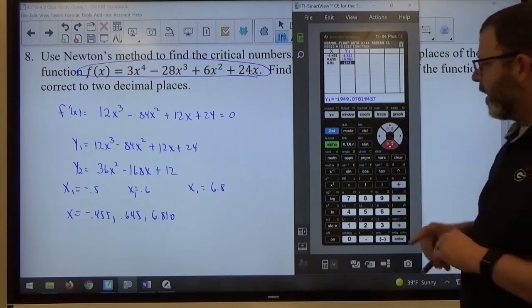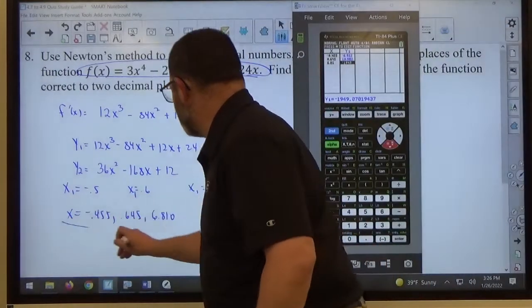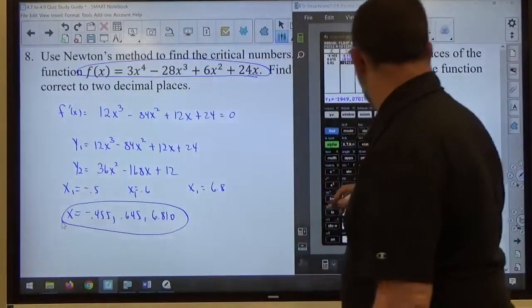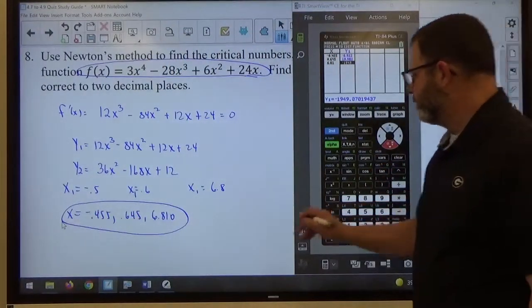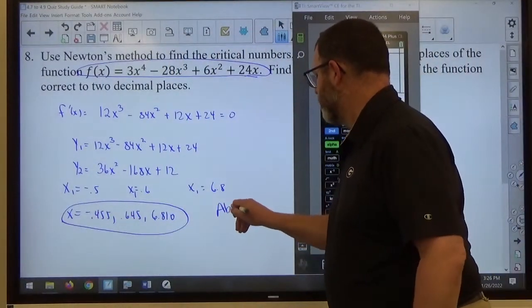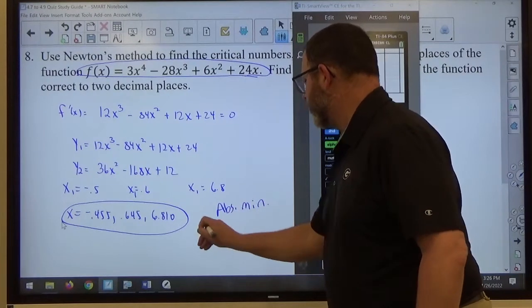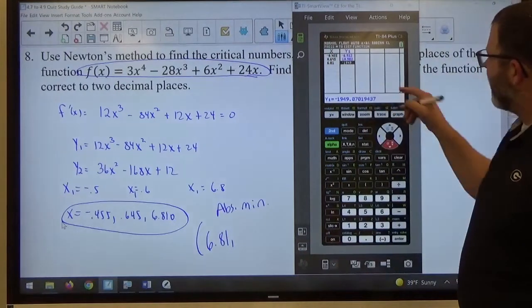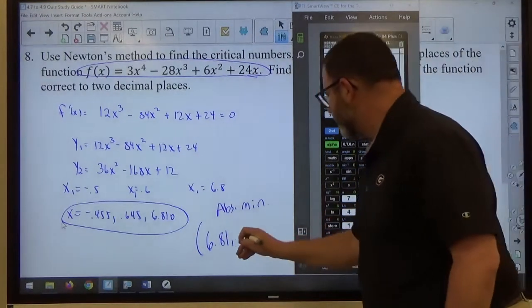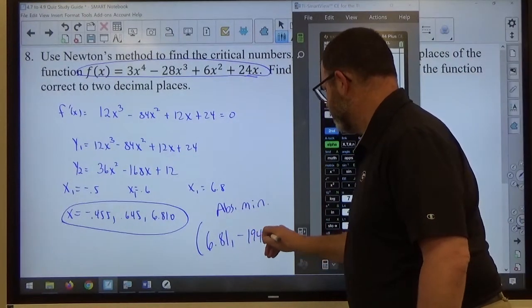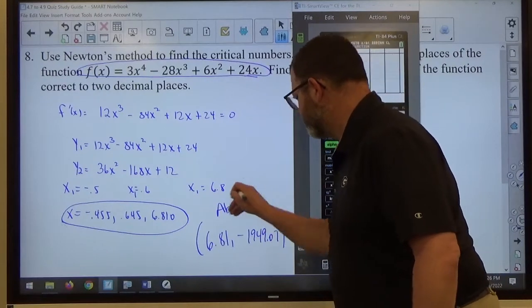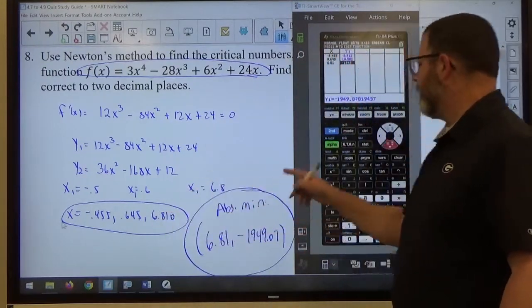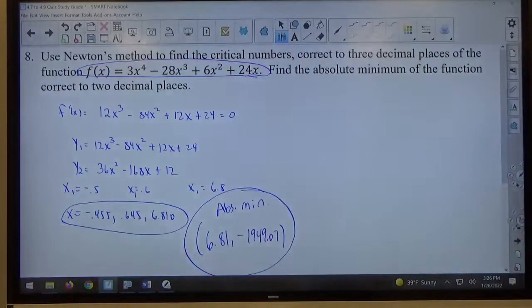So, again, as far as the critical numbers to 3 decimal places, there you go. As far as the absolute minimum to 2 decimal places, I'm going to go 6.81 as the x-coordinate, and negative 1949.07 is the y-coordinate. So look for critical numbers and absolute minimum on that one to make sure you give me all those answers. I'm going to save the other two for another video. I'm out of time.